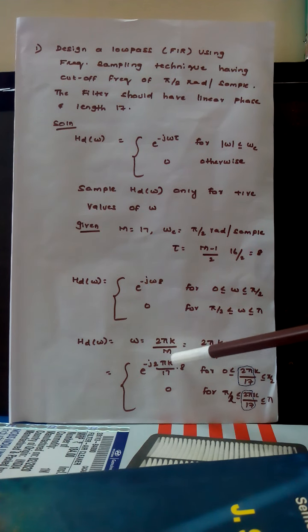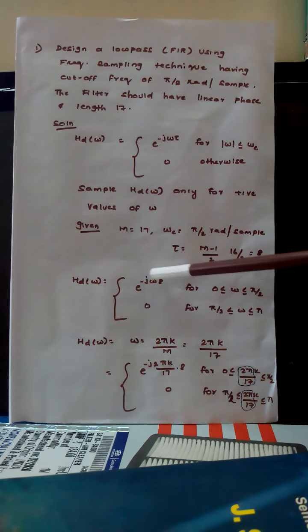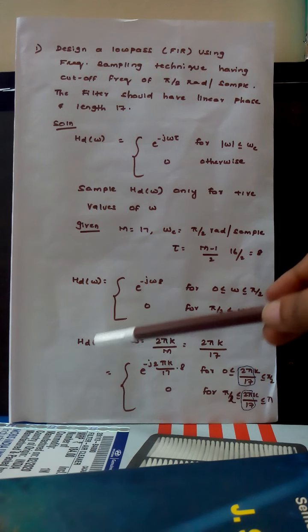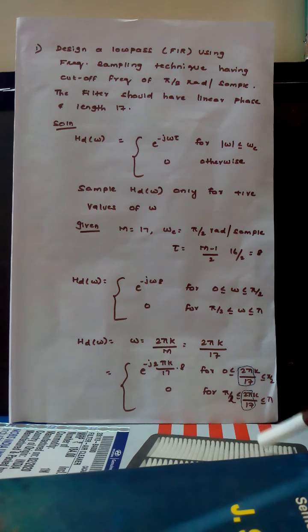So if you are sampling, the m value is nothing but 17. So the omega will be replaced by 2 pi k by 17, and here also omega will be replaced by 2 pi k by 17. So now, what next thing? We have to convert this Ht of omega to h of k. So h of k, if you want to find out, the k value will vary from, so what is the value we have to find out.